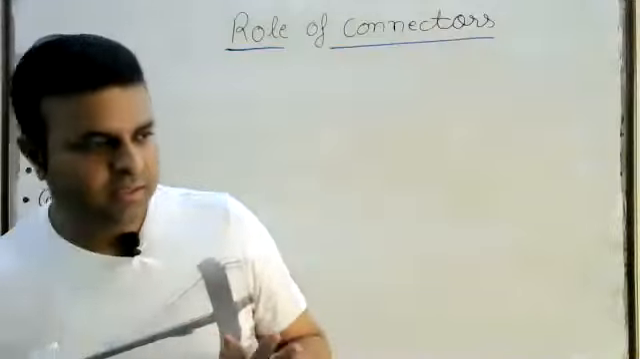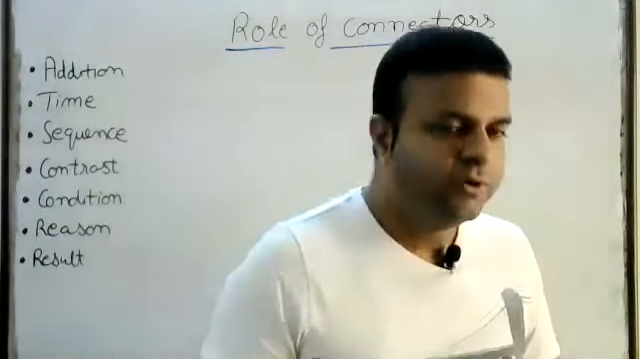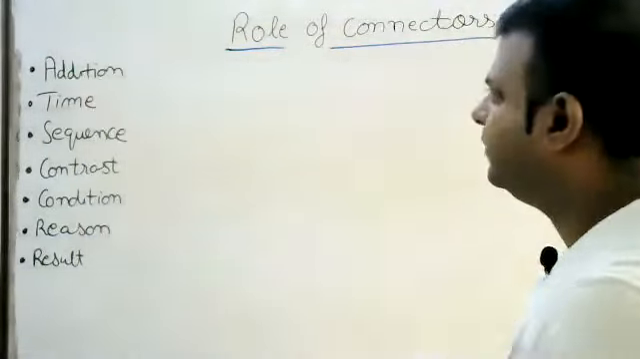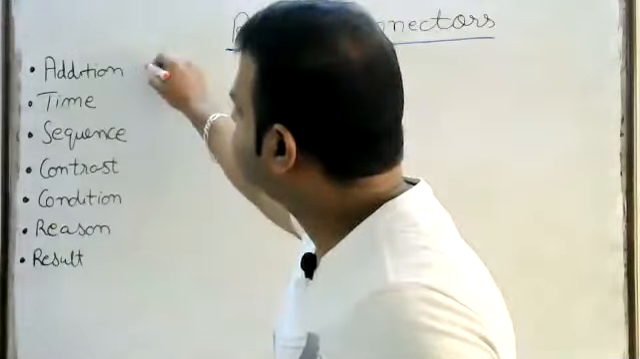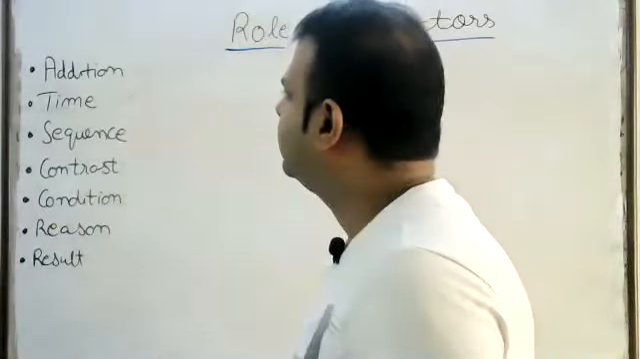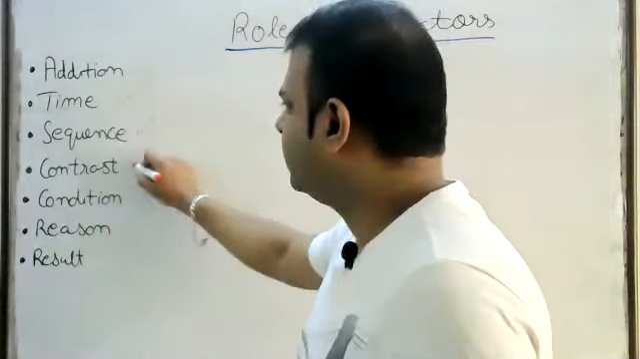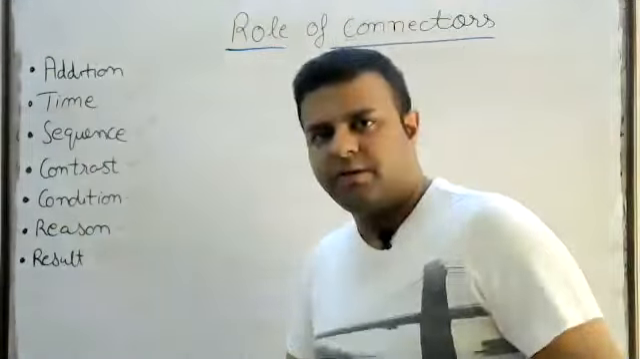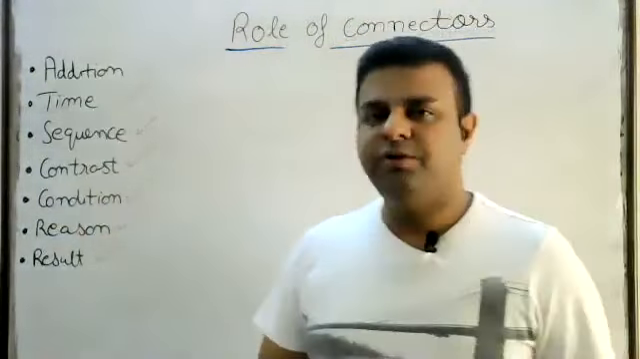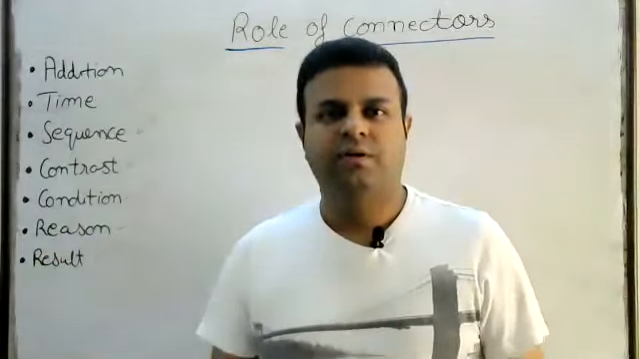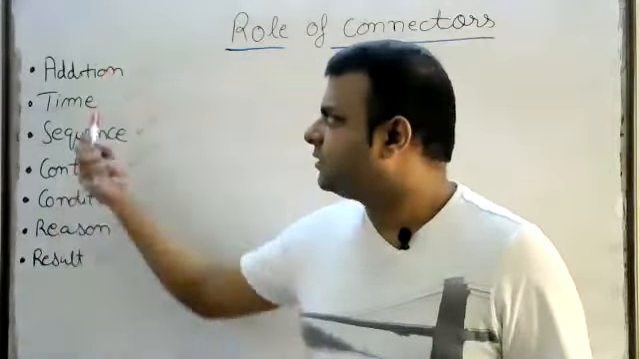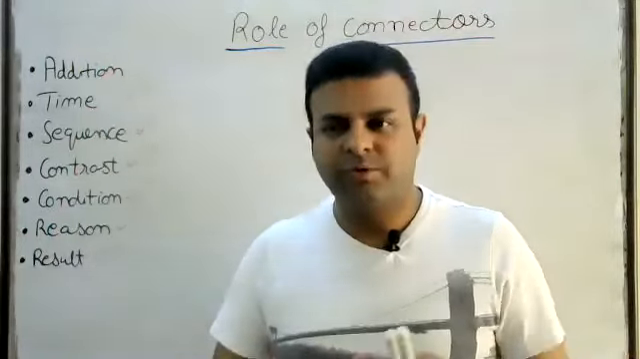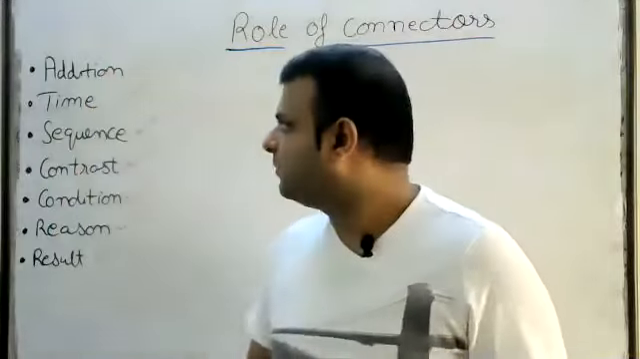Now there are many connectors, right? But we'll be looking at them in depth. There are a couple of connectors that I have written over here, in terms of addition, in terms of time, in terms of sequence, contrast, condition, reason, and result. Right. Now, addition is something obviously when you're joining two or more things together. Time means definitely when you're talking about a time, like, today I'm going to do this, tomorrow I'm going to do that. So, what kind of connectors can we use for that?